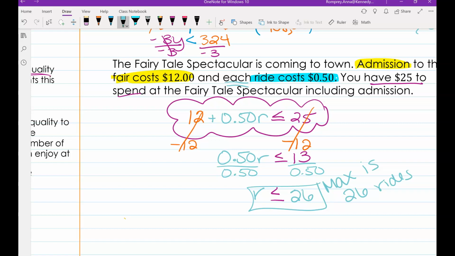Awesome. So when you're looking at your word problems, always think about, can you spend that much? Or are we allowed to buy that many? Or can we have that many? Whatever. So can it be equal to? And then from there, you're just thinking, can we have more or less?